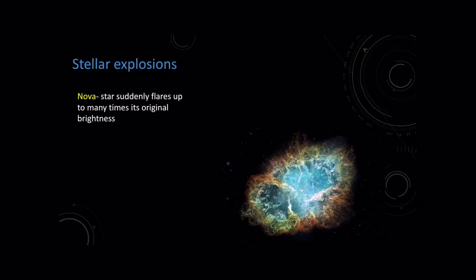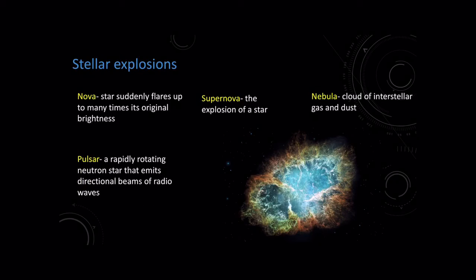Now, we could have stellar explosions. A nova is where a star suddenly flares up to many times its original brightness. Then, of course, you would have a supernova, which is the actual explosion of a star. A nebula is a cloud of interstellar gas and dust. And then you could have a pulsar, a rapidly rotating neutron star that emits directional beams of radio waves.